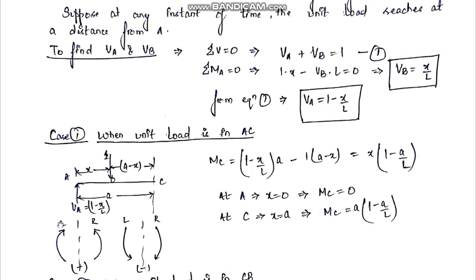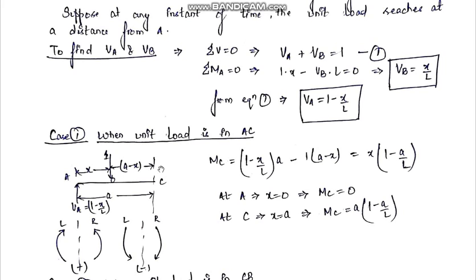Now we are going to use this sign convention. For sagging bending moment we will take as positive, and for hogging bending moment we will take as negative. And this is the section in between, and this is the left moment, this is the right moment.